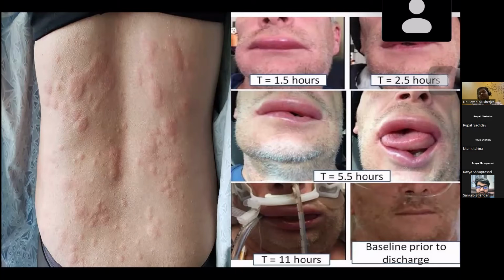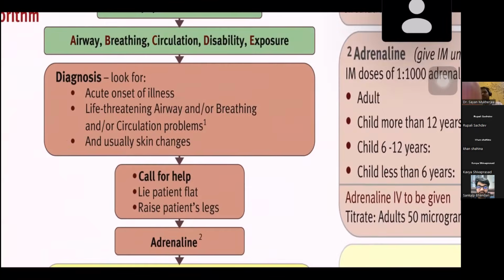If there's just a rash, if there's no breathing problem, no lip swelling, no other problem, then you can manage it with just anti-allergic agents. But if you see these signs together, lip swelling, you must give adrenaline. This is a very good algorithm.